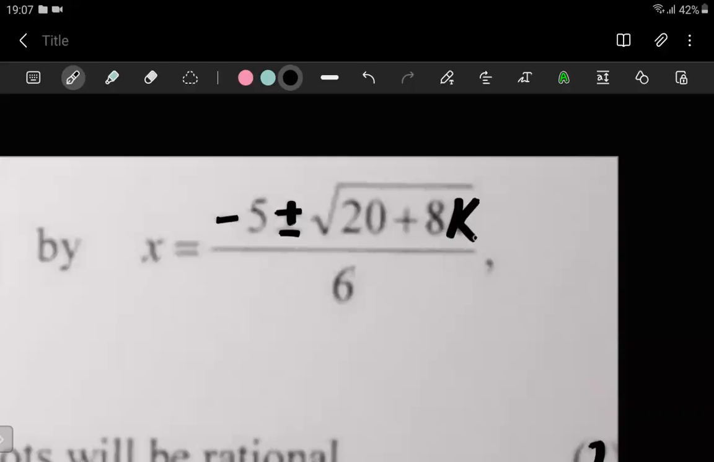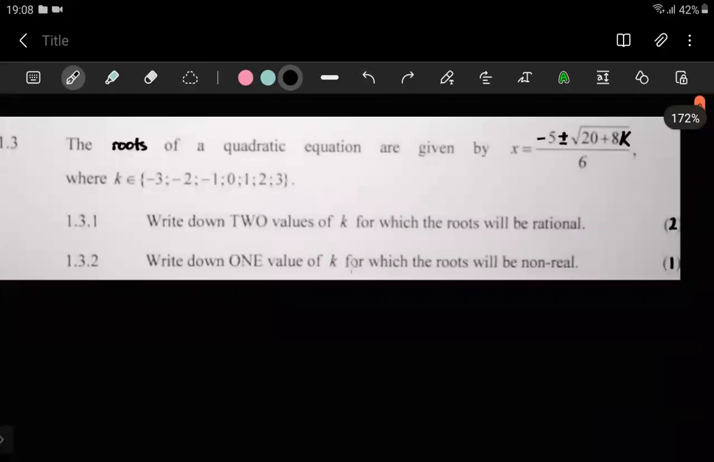If k is a ridiculously small number, for example if k is -3, then this automatically becomes 8 times -3, which is -24. And then 20 minus 24 will give you -4, and you can't put a negative under a square root, so that won't work. So k can go as low as a specific value, but k can go as high as infinity, and it will always give you a valid answer. But anyways, we don't have to think about that now.